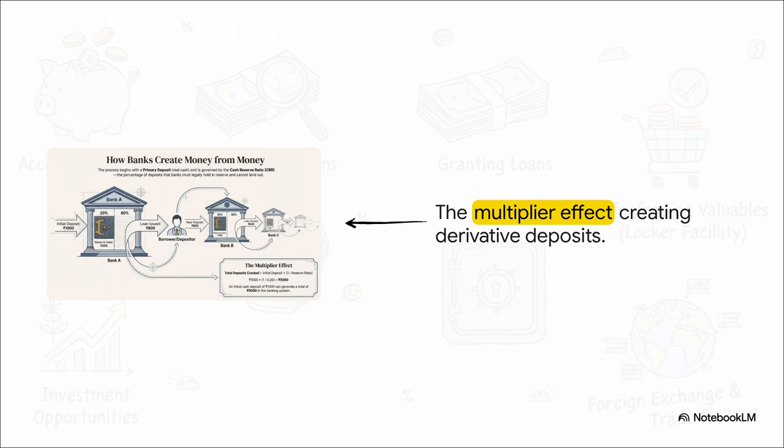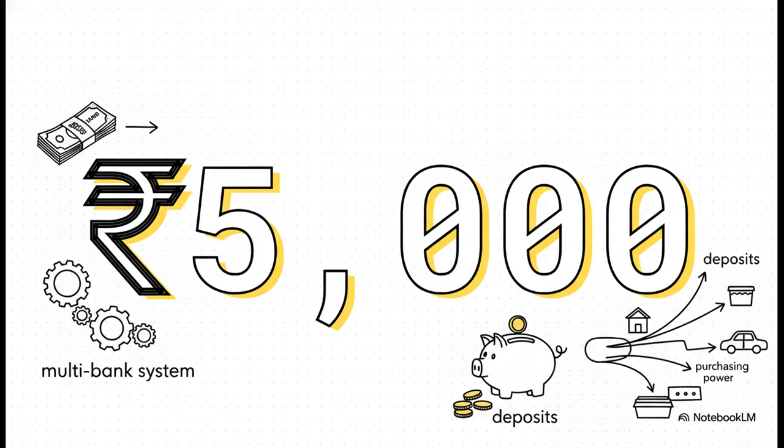The person who gets that 800 rupee loan goes out, uses it to buy something, and the seller then takes that 800 and deposits it into their own bank. That second bank keeps 20% of the 800 and loans out the rest. This creates a massive chain reaction of derivative deposits across the system. And because of the deposit multiplier formula, an initial cash injection of just 1,000 rupees, assuming that 20% reserve ratio, ripples through the multi-bank system to create a total of 5,000 rupees in bank deposits.